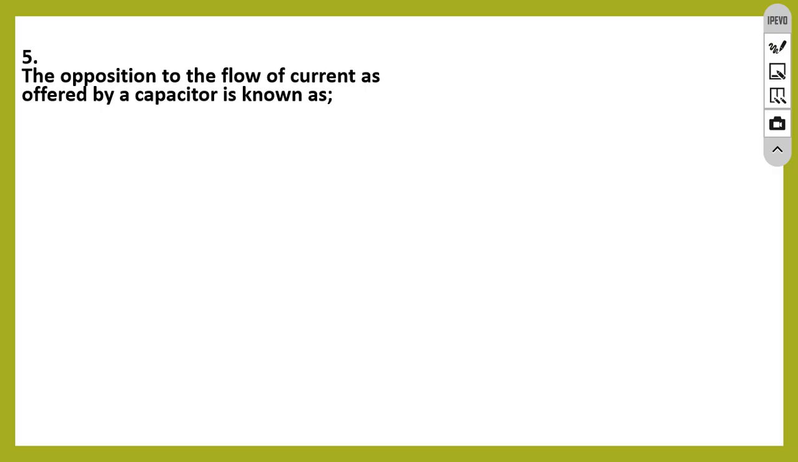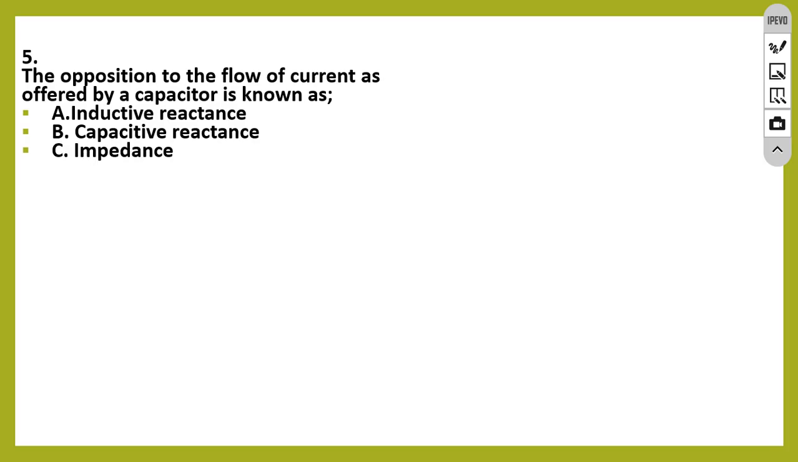The opposition to the flow of current as offered by a capacitor is known as A. Inductive reactance, B. Capacitive reactance, C. Impedance, D. Capacitance. The correct option is B, capacitive reactance. The opposition to the flow of current as offered by a capacitor is known as capacitive reactance.